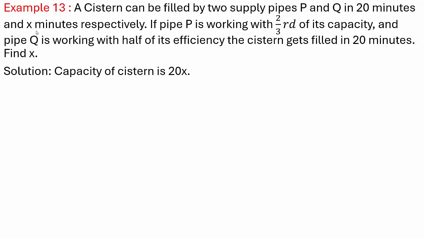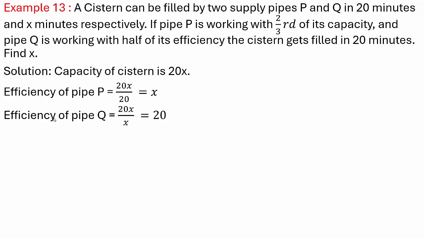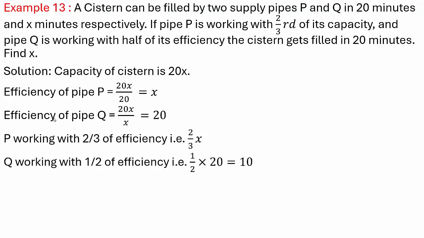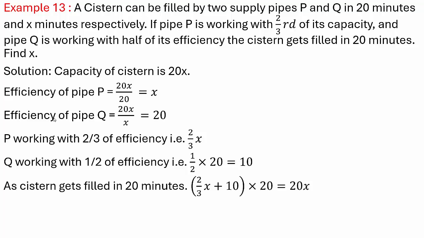Capacity of the cistern is 20 multiplied by X, because by the first pipe it fills in 20 minutes, and by the second it fills in X minutes. Therefore, capacity of the cistern is 20X. Efficiency of pipe P is 20X by 20, that is X. Efficiency of pipe Q is 20X by X, that is 20. Then P is working at 2/3 of its efficiency. Therefore, new efficiency of P is 2 by 3 X. Q is working with half efficiency. Therefore, new efficiency of Q is 1 by 2 into 20, that is 10.